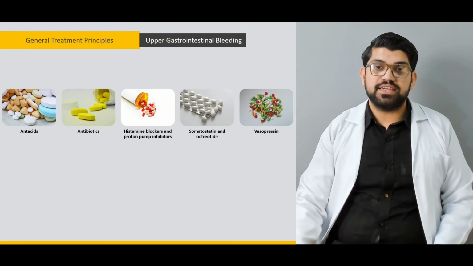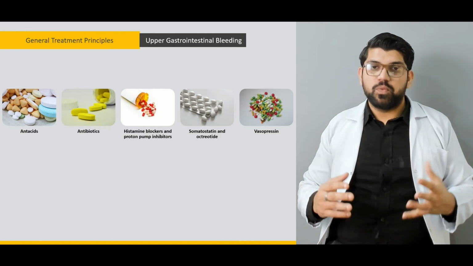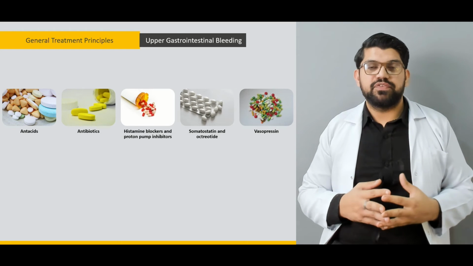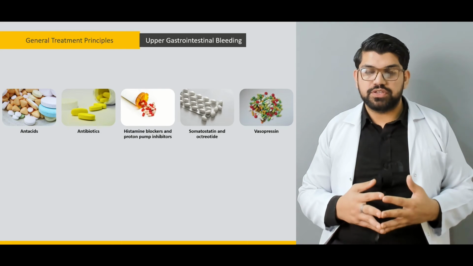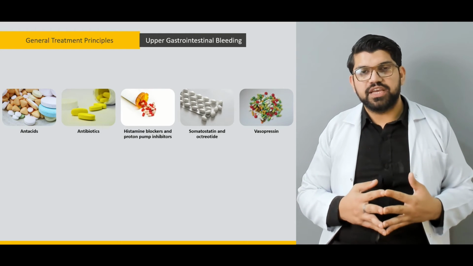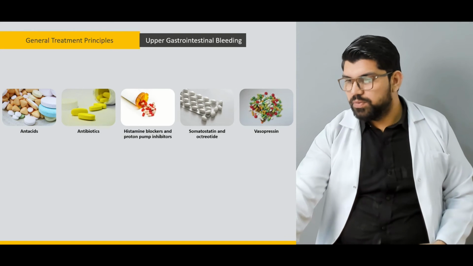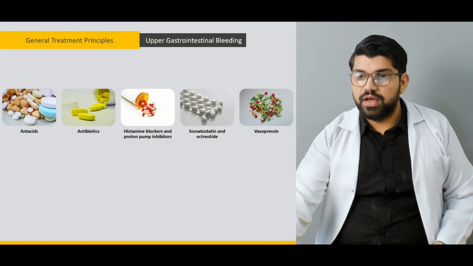Vasopressin, locally injected or systemic, helps to vasoconstrict the vessels and decrease the blood flow to the ulcers. But caution should be taken in patients who could have organ damage with vasopressin.